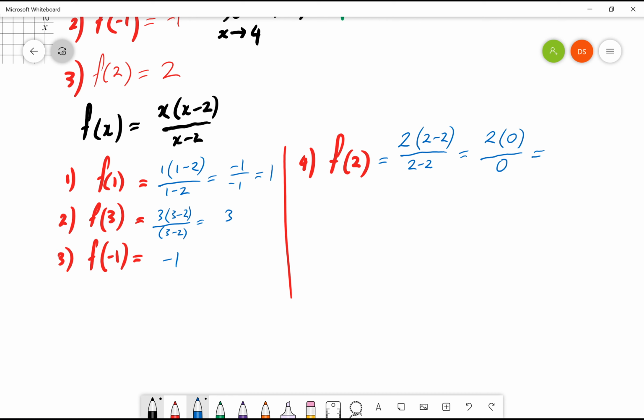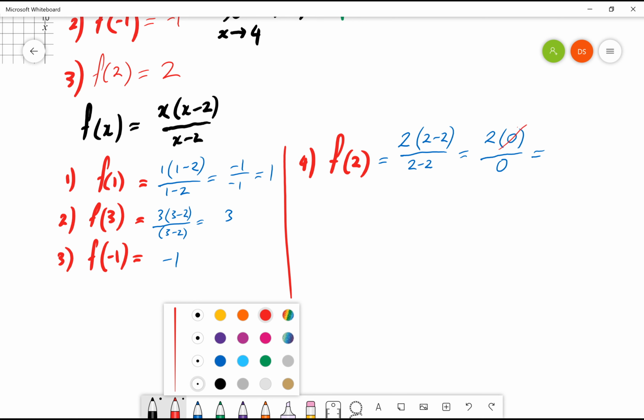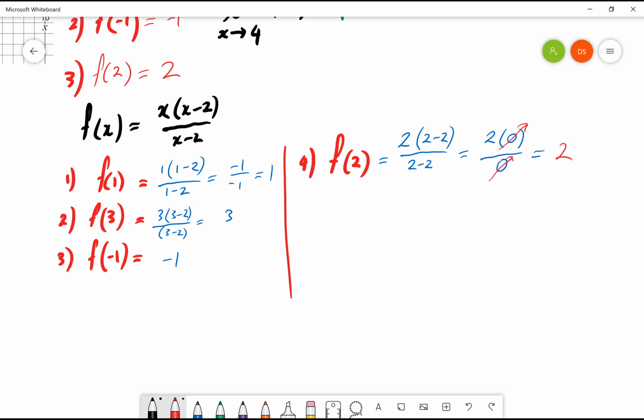Well, someone said we could cancel that 0 and that 0 out and just get 2. Okay, would that be okay? Or should I go, well, 2 times 0 over 0, and 2 times 0 is 0, and 0 is 0. 0 divided by 0, what's that? Which of these is correct?